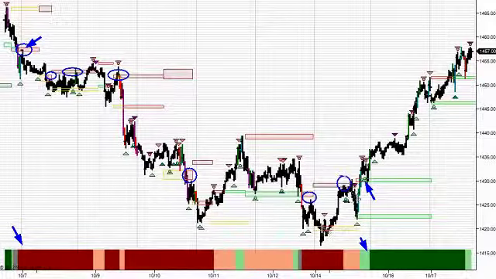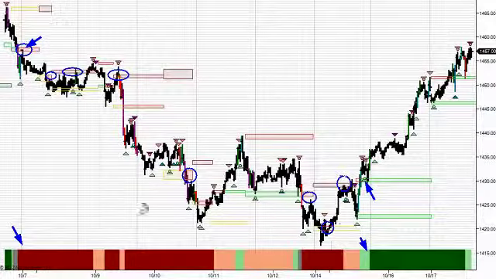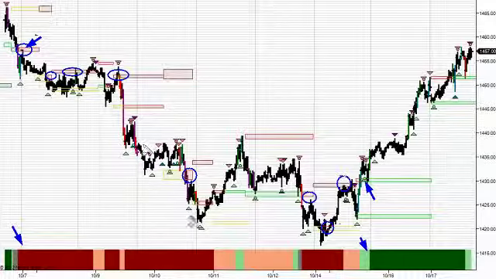So not everyone's going to work. This one here did not work, so nothing's 100%. But just giving you an idea, you've got several opportunities for some pretty sizable moves. Same thing when it's green and you get a green zone right in here. I mean, you're getting long around 1430.